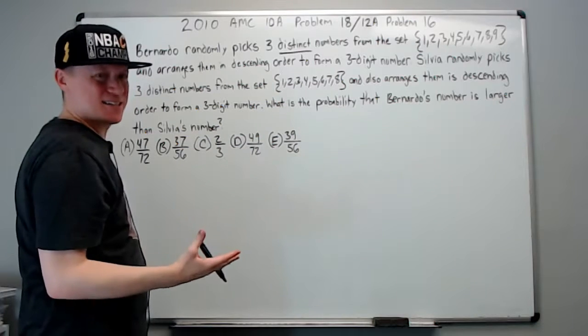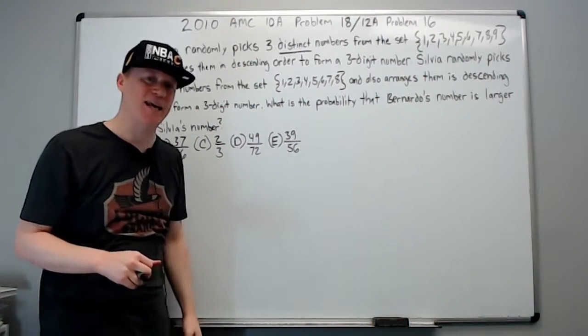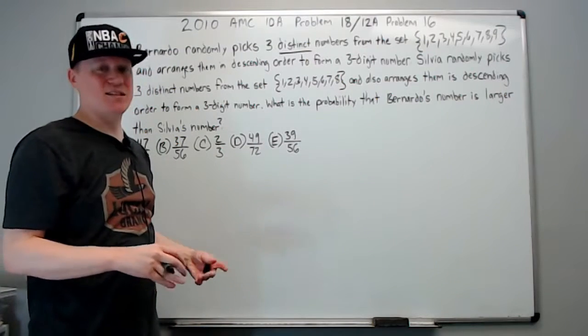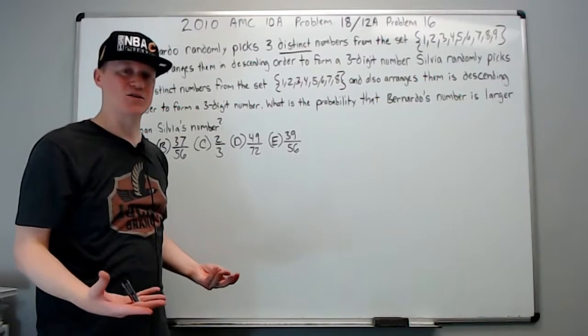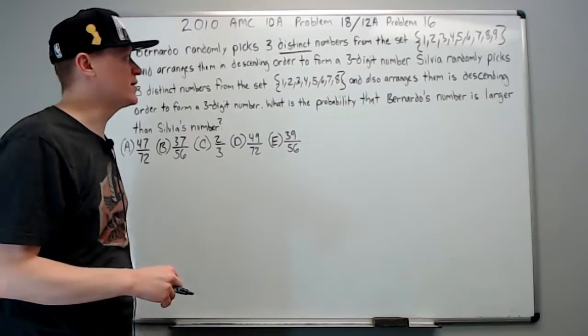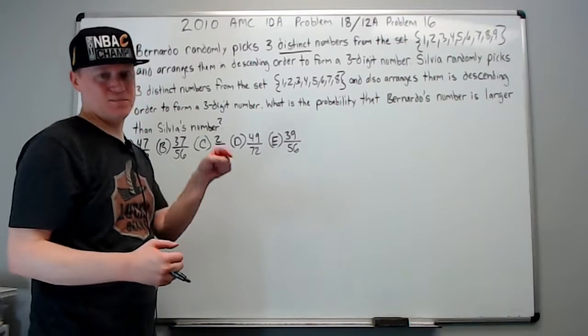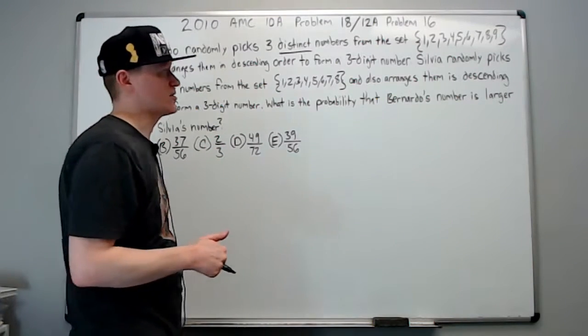Incidentally, Bernardo and Sylvia appear in several problems throughout the history of the AMC. My suspicion is that they're the children of one of the test makers, or they are the test makers themselves on the committee or whatnot that decides what goes in the contest. If you happen to know the answer to that piece of trivia, put it in the comments for everybody else.